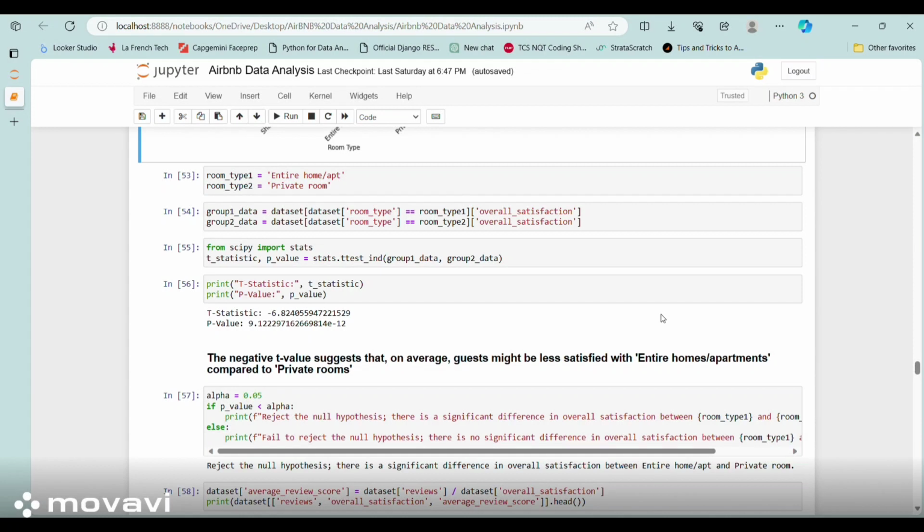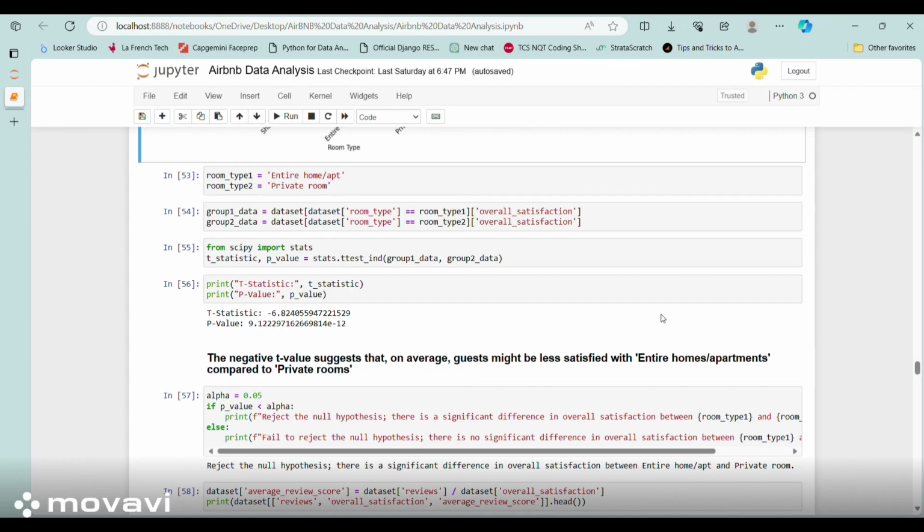The negative T statistic implies that on average, guests tend to be less satisfied with the entire home or apartment listing compared to private room listings in the dataset. These insights can be valuable for both hosts and guests. Hosts can adjust their offerings and pricing based on guest satisfaction.